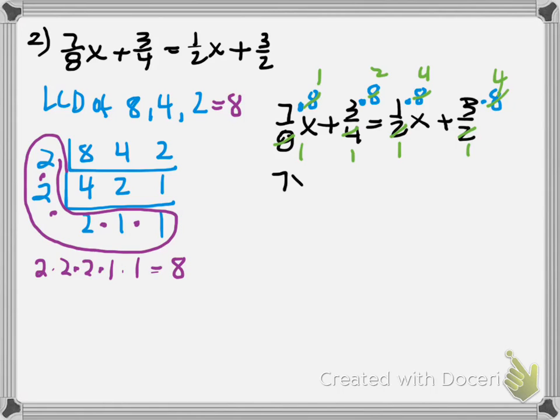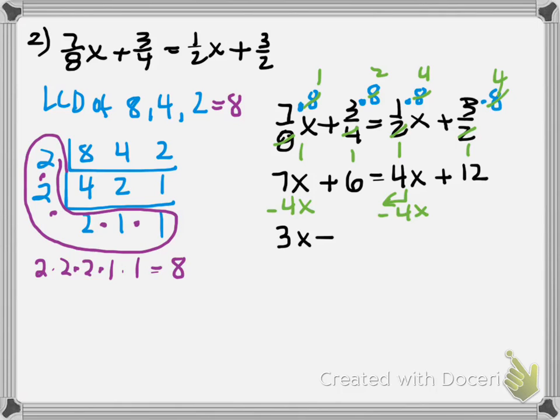7 times 1 is 7, so I get 7x. 3 times 2 is 6. 1 times 4 is 4, and I get the x. 3 times 4 is 12. Now, isn't that a much easier equation to deal with? So, I have no like terms on either side, so I'm going to start doing opposite operations to get variables on the left. Subtract 4x from both sides. I get 3x plus 6 equals 12.